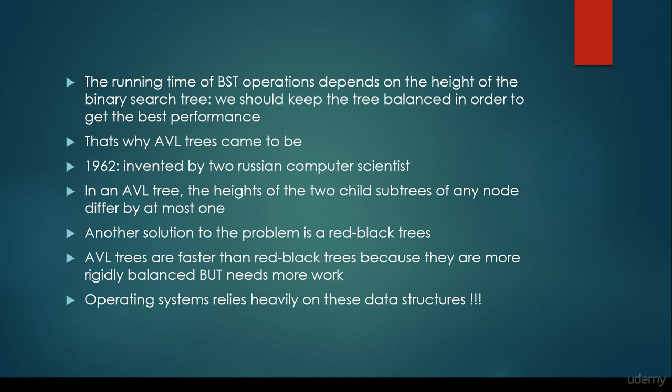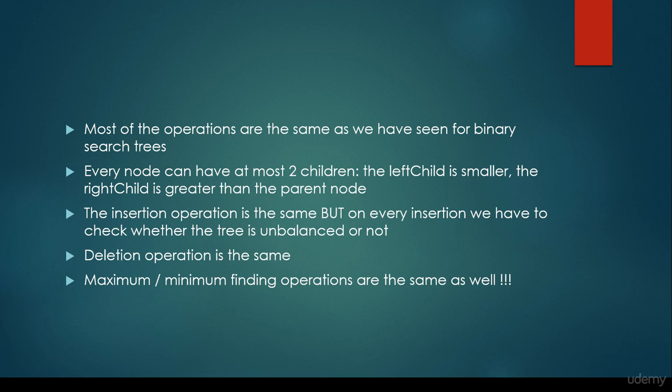Okay, another solution to the problem is the so-called red-black trees. AVL trees are faster than red-black trees for lookups because they are more rigidly balanced, but they need more work. So that's why it is a bit slower as far as constructing the AVL tree is concerned. Operating systems rely heavily on these data structures, but I think that in the 21st century, red-black trees outperform AVL trees because they are not rigidly balanced, and that's why constructing a red-black tree is not going to take so long.